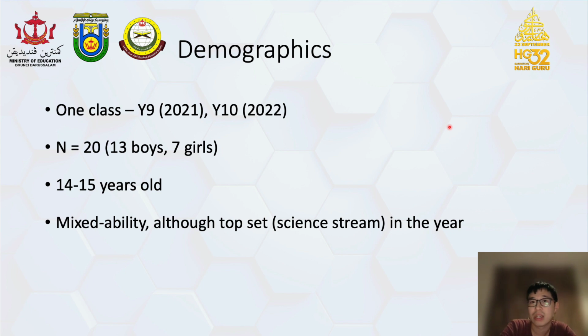So my research study is actually pretty small. It's kind of like classroom action research, involving my own class. This is the top set in the school, although the school is a mixed ability school, so you get some who are at the top end, some at the lower end. Not a big class, but pretty much close to an equal distribution of boys and girls. It's a co-ed school, and these students are about 14 to 15 years old, give or take.